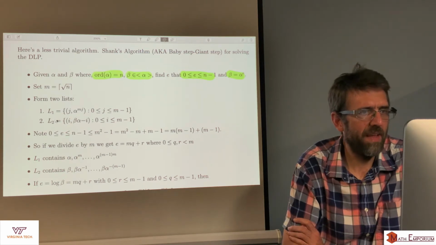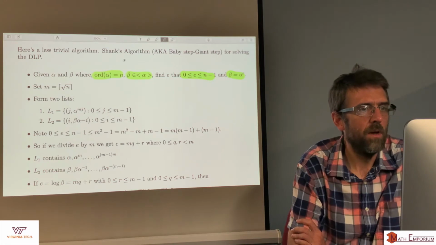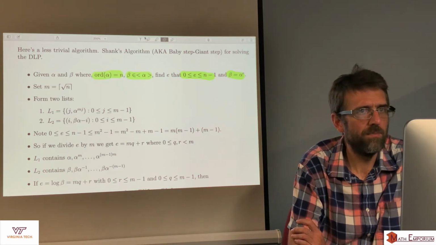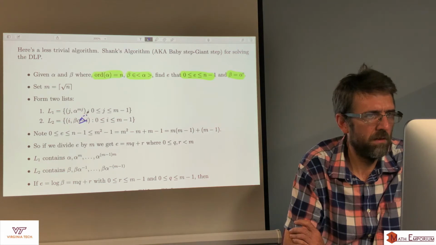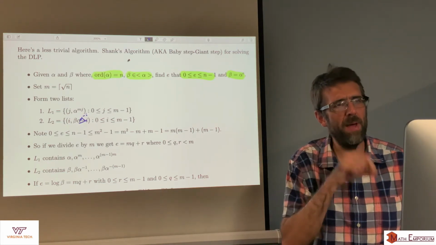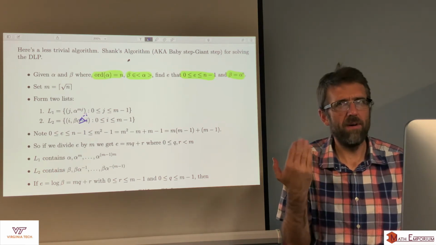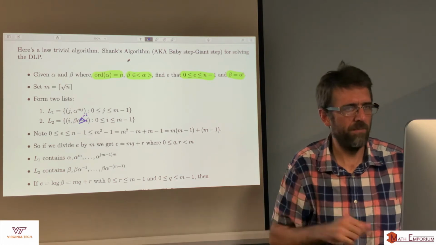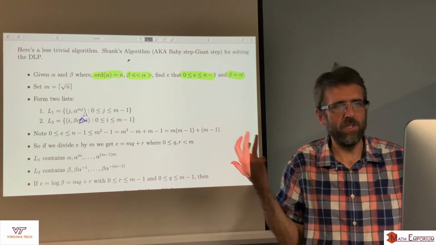And then in my list L2, what I'm going to do is look at beta times alpha to the minus i. So basically I'm going to backtrack from beta, going by steps of powers of alpha that go in steps of 1. And then the idea is I'm just going to look for a collision in those two lists.